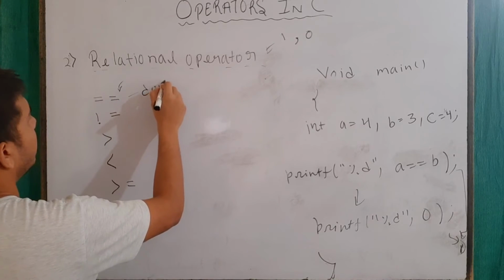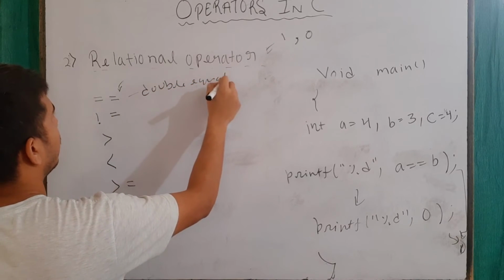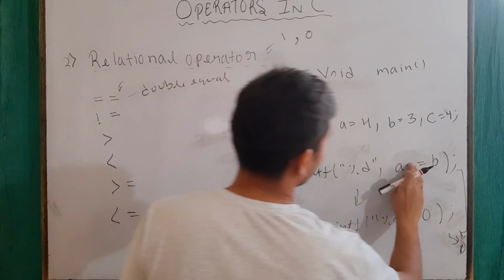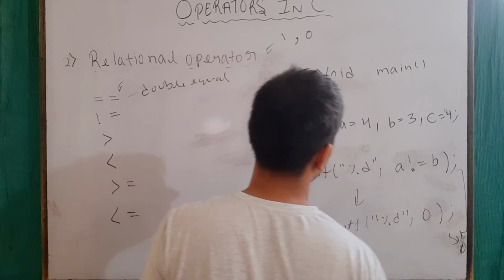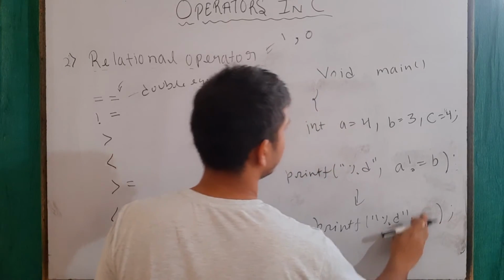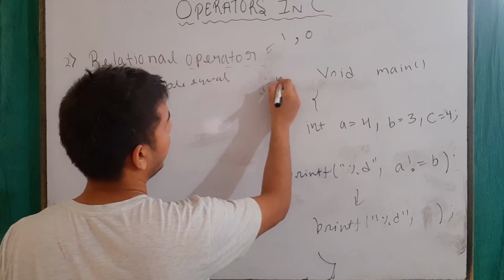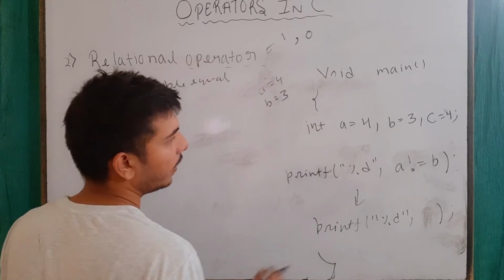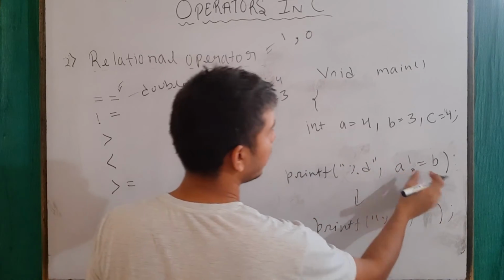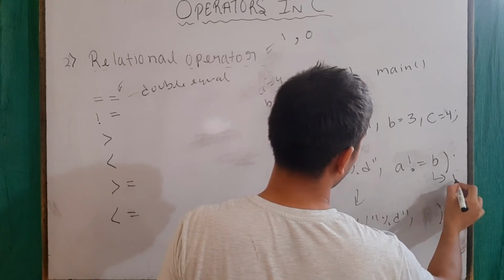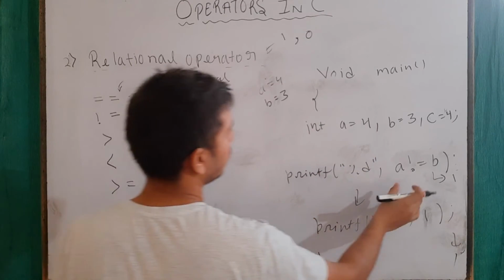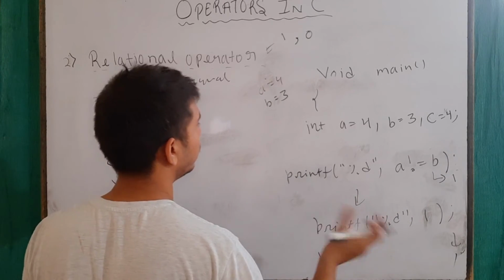Second is not equal to. Now, A not equal to B. Is it true? Yes, it is true. Why is it true? Because A is 4 and B is 3 and both are different, and that's what I am asking. Are both of these different? Yes, both of these are different. So it will give me true, 1. So our output will be 1. Right? It is checking that both of these should be not equal.